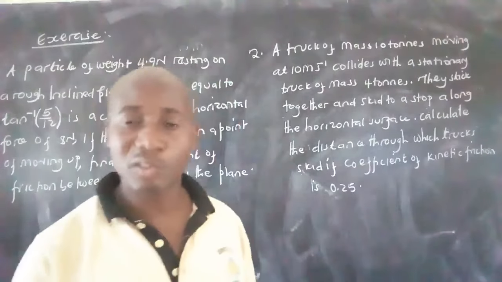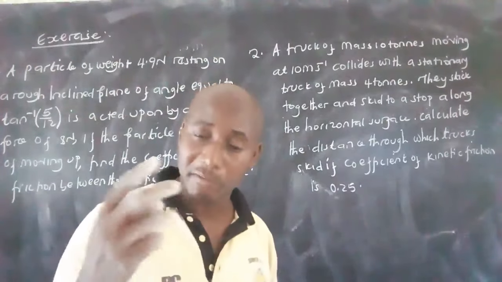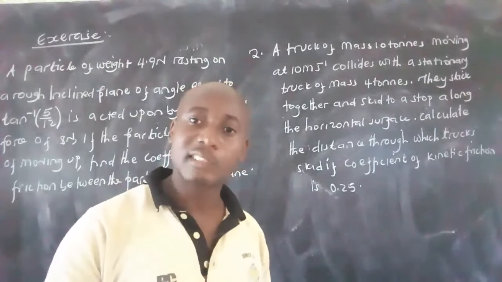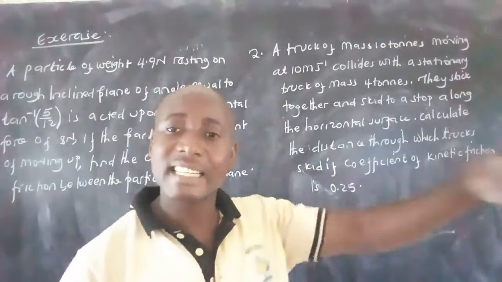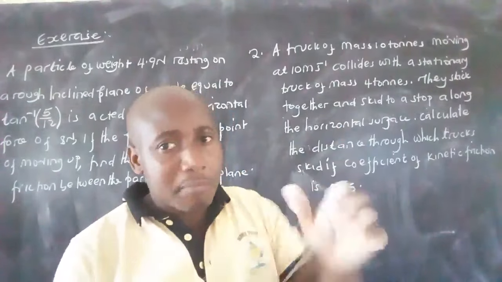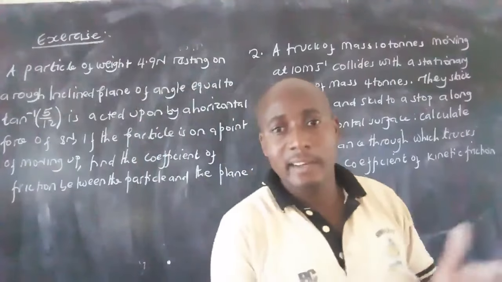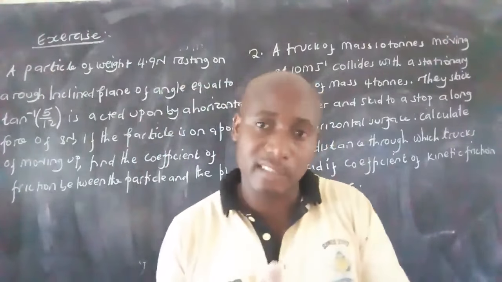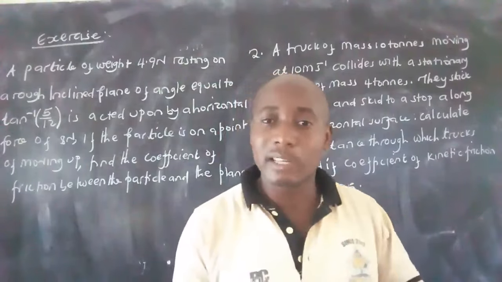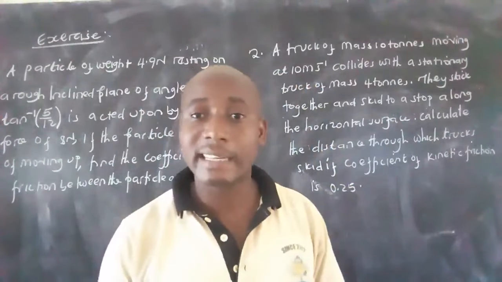So that means that you have to use momentum to get the final velocity, the common velocity. After getting the common velocity, that will be the initial velocity for which they are skidding. That will be the initial velocity when the two bodies start skidding. The final velocity after skidding will be 0. So that will be deceleration. So the acceleration we get will be a deceleration, negative.